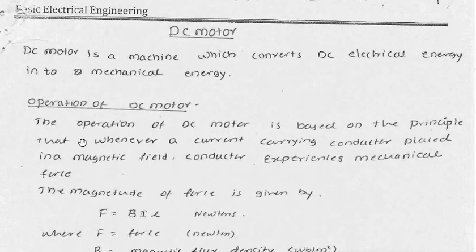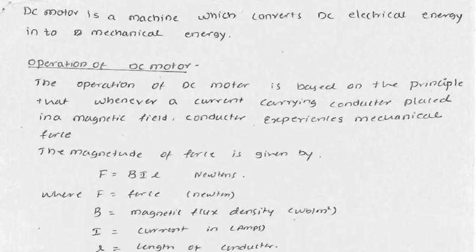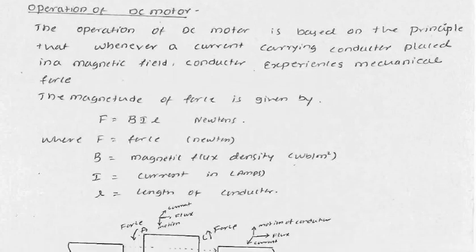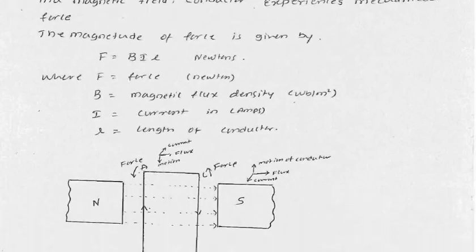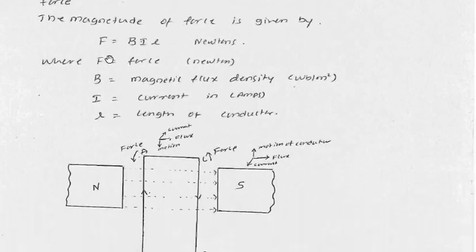Operation of DC motor. The operation of a DC motor is based on the principle that whenever a current carrying conductor is placed in a magnetic field, the conductor experiences a mechanical force. Now, how much mechanical force is experienced by the coil or a conductor? It depends on three factors. The magnitude of force is given by F is equal to B into I into L.